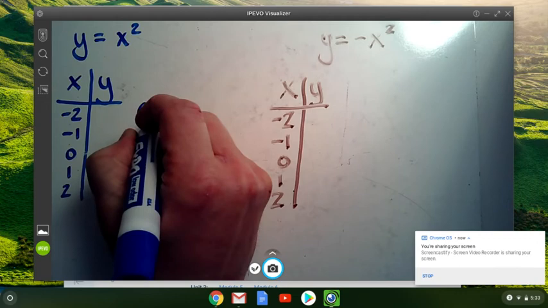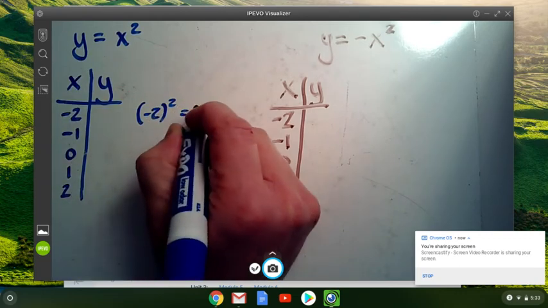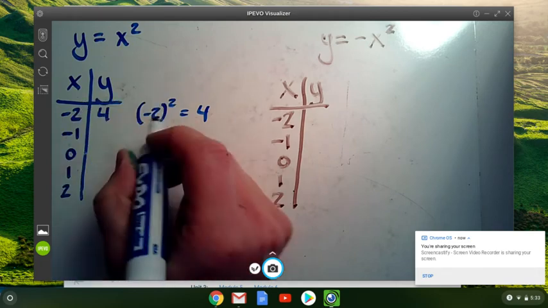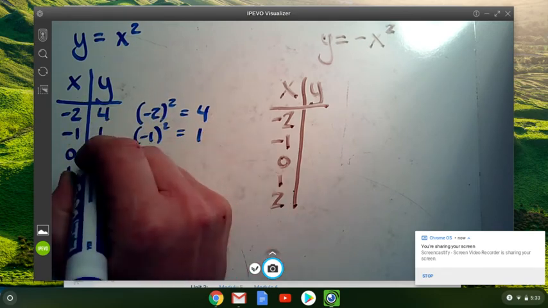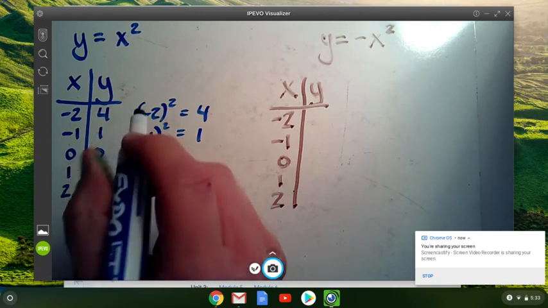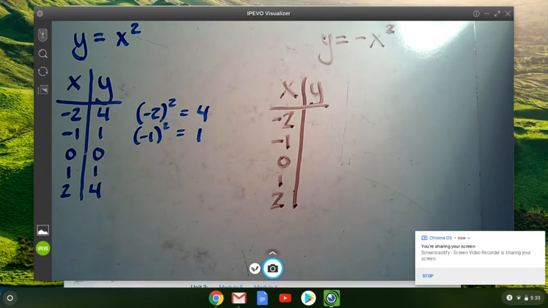So we've got y equals x squared, so negative 2 squared. Negative 2 times negative 2 is 4. Same thing for negative 1 is 1. 0 squared is 0. 1 squared, that's a little bit easier without the negative. There's our XY chart there.